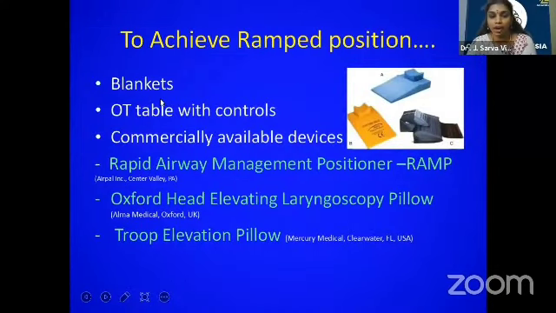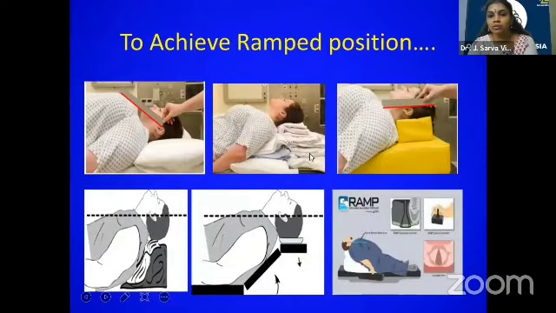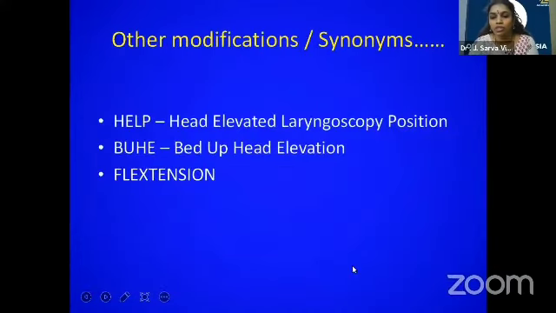It can be achieved using blankets or any OT table with controls, or there are many commercially available devices also, right? The rapid airway management positioner, Oxford head elevating pillow, or Troop elevating pillow. So these are the various methods by which we can achieve the ramp position: blankets or other pillows, the OT table. And this is a rapid airway management positioner, which has an inflatable positioner. It can be inflated using your foot pedal or using your hand gear, and it can be rapidly deflated also. So you need not reposition the patient.